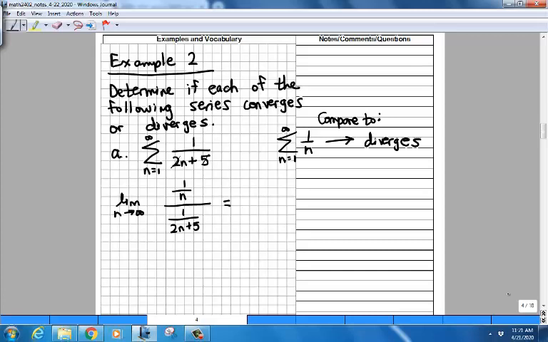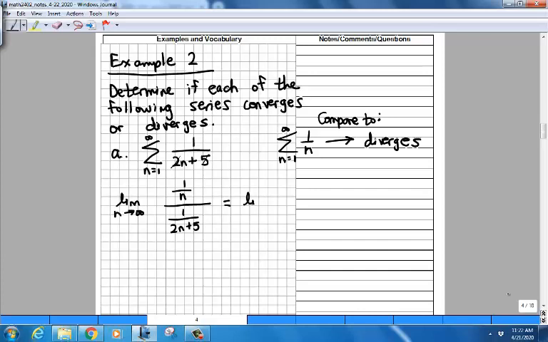Now, unlike in the direct comparison test, I'm not going to try to compare 1 over n to 1 over 2n plus 5 and determine which one is larger than the other. Instead, I'm going to take the quotient of these terms, 1 over n and 1 over 2n plus 5, and see if I can figure out what the limit of this is as n goes to infinity. Now, that's a chore in itself, but as I mentioned, we're pretty good at evaluating limits now, so maybe we have a chance of evaluating the limit of this big quotient as n goes to infinity.